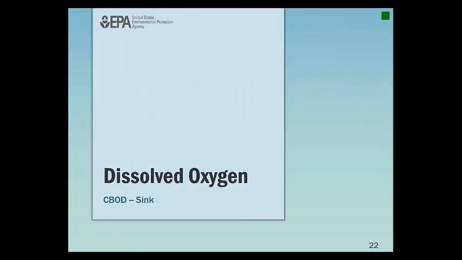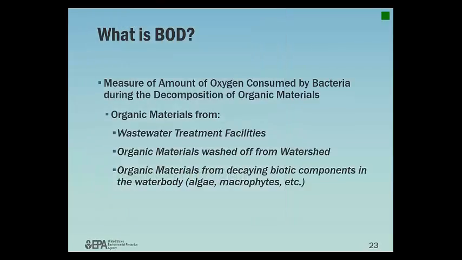The next component of the dissolved oxygen cycle that we're going to look at is carbonaceous biochemical oxygen demand. First thing we have to understand is, what is BOD? BOD is something that we do not measure directly, but measure indirectly. So the measurement is actually the amount of oxygen consumed by bacteria during the decomposition of organic materials.